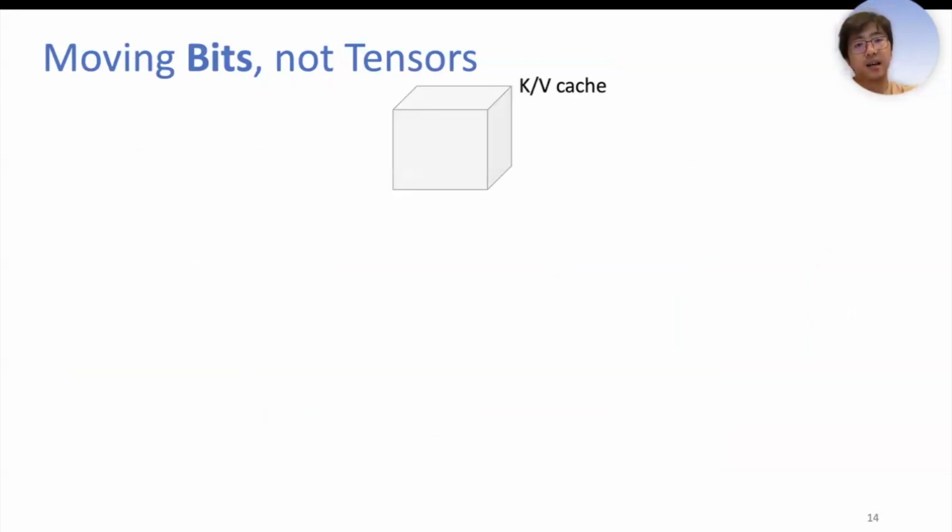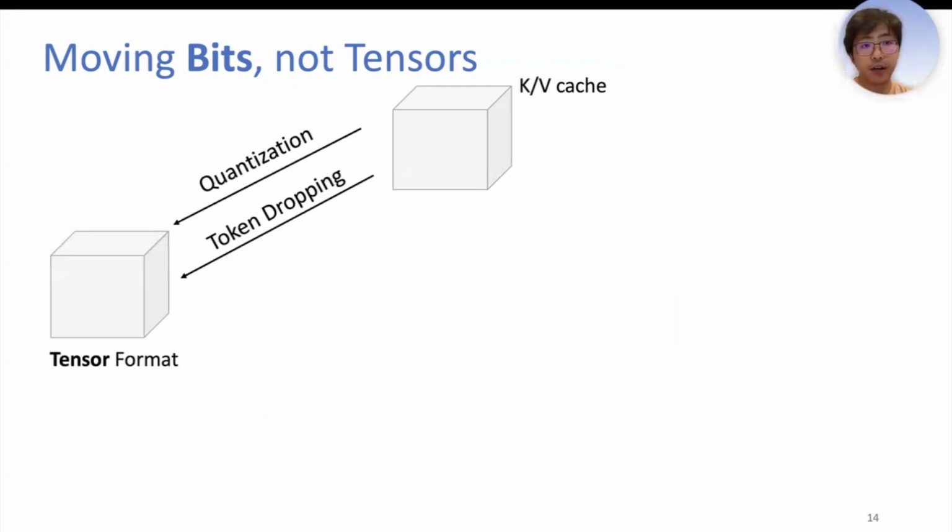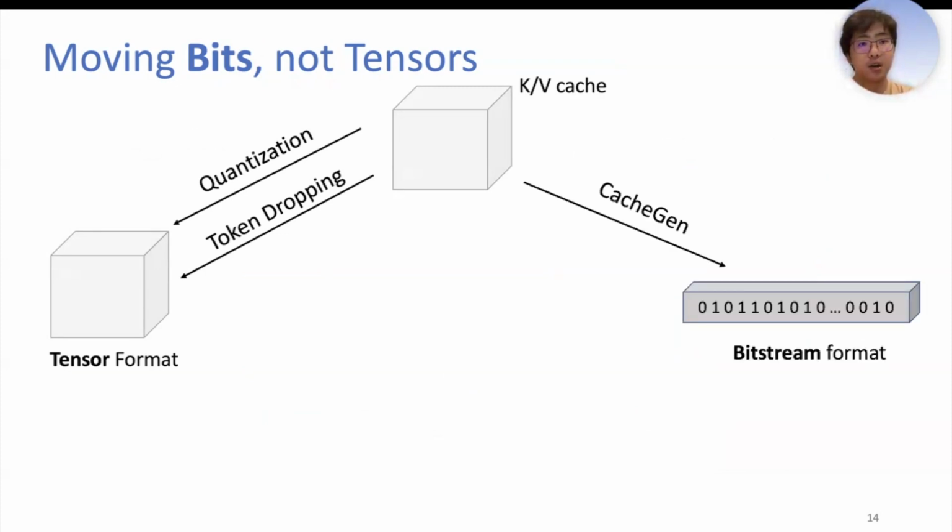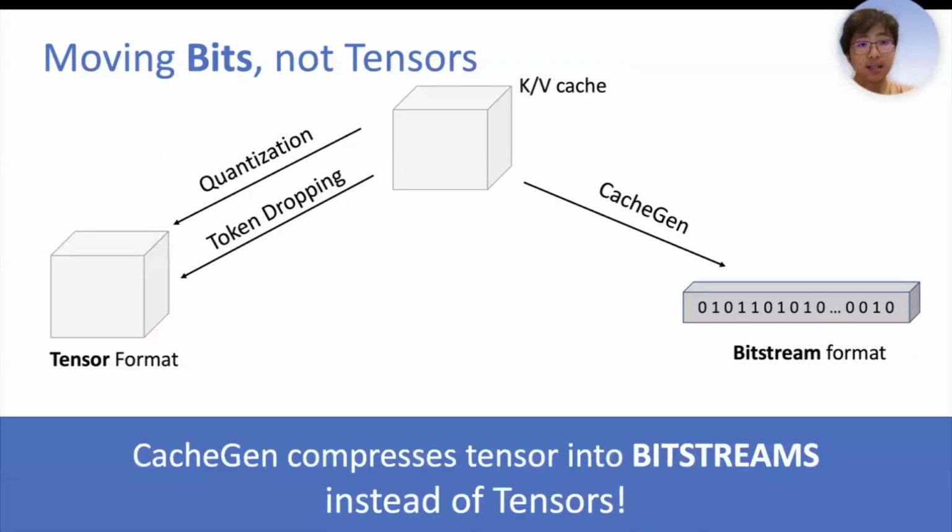So the key insight in CacheGen is instead of moving the tensors, we move the bits. Prior methods, mainly in the machine learning community, try to compress this KV cache to another tensor format because they want to increase the batch size in the GPU for faster decoding. But in CacheGen, since we're already sending through a network link, you can just compress into bitstream format, which is more natural for networks. And this can reduce the size by a large amount. Moreover, it is worth noting that these methods can work together with CacheGen, and we will discuss the result later.